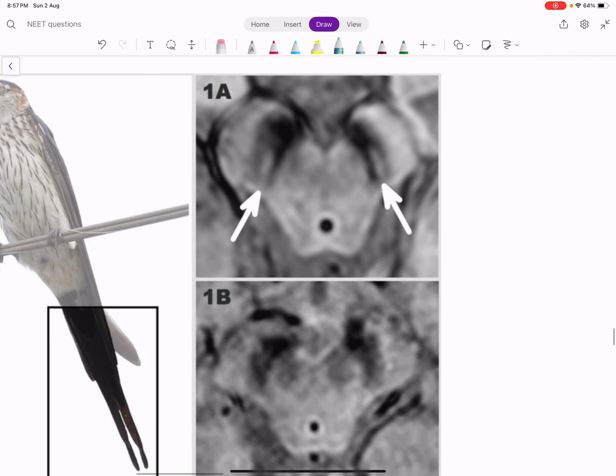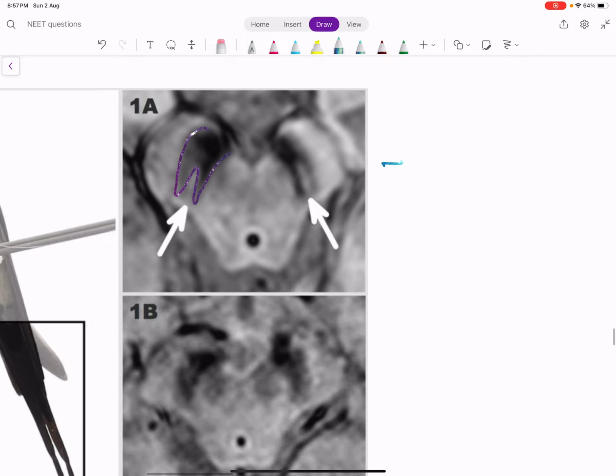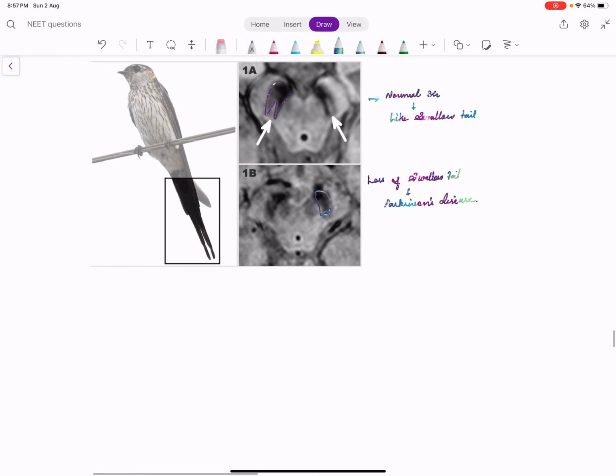The same thing is picked up in imaging. When you see the substantia nigra, it comes like a tail. So the normal basal ganglia looks like a swallowtail. Swallow is the name of the bird. But see this diagram, we cannot see that terminal tail. So this is loss of swallowtail. Loss of swallowtail in MRI is Parkinson's disease. Why is the swallowtail lost? Because dopamine is lost from the substantia nigra.